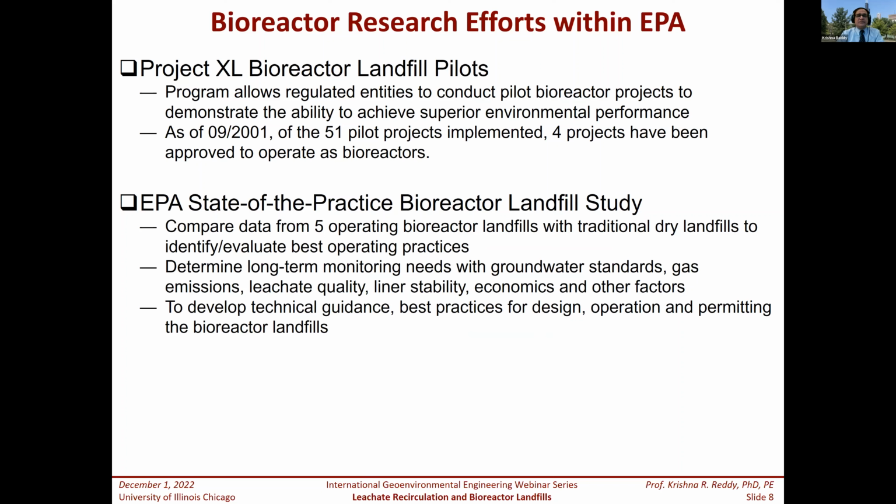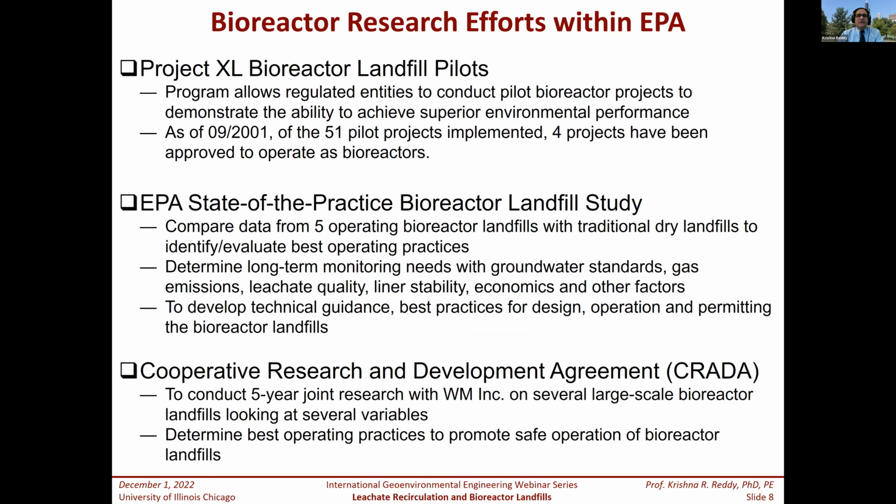And then they have also done an EPA state of the practice bioreactor landfill study. They have also done some research with Waste Management Incorporated, which owns and operates many landfills, on how best you can operate bioreactor landfills.